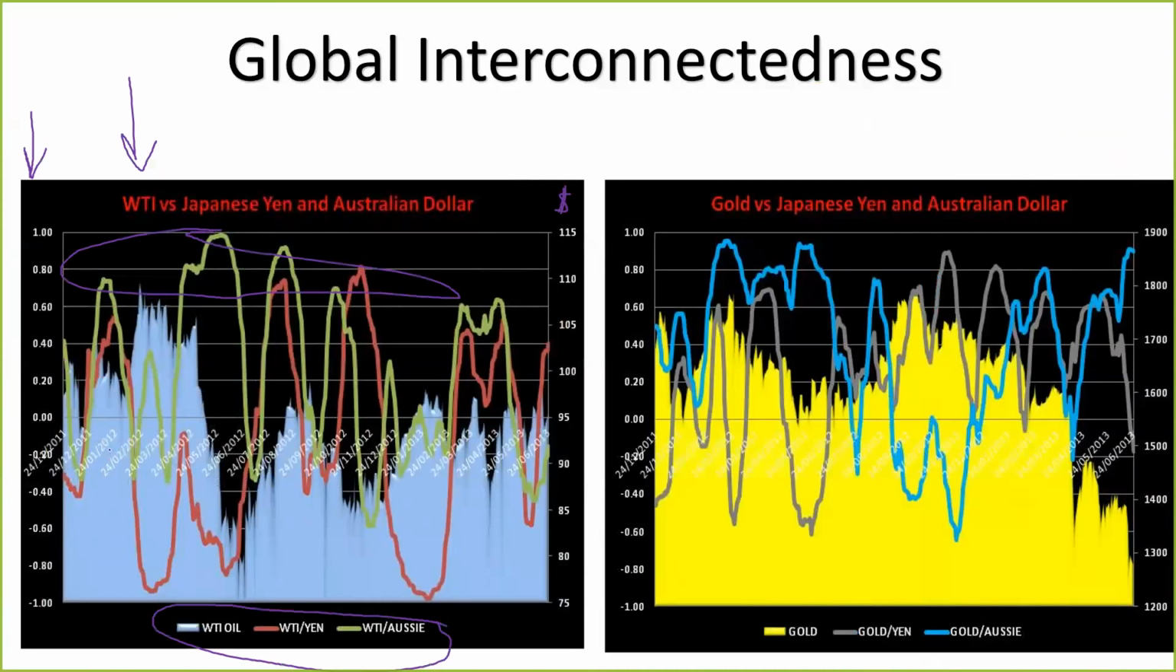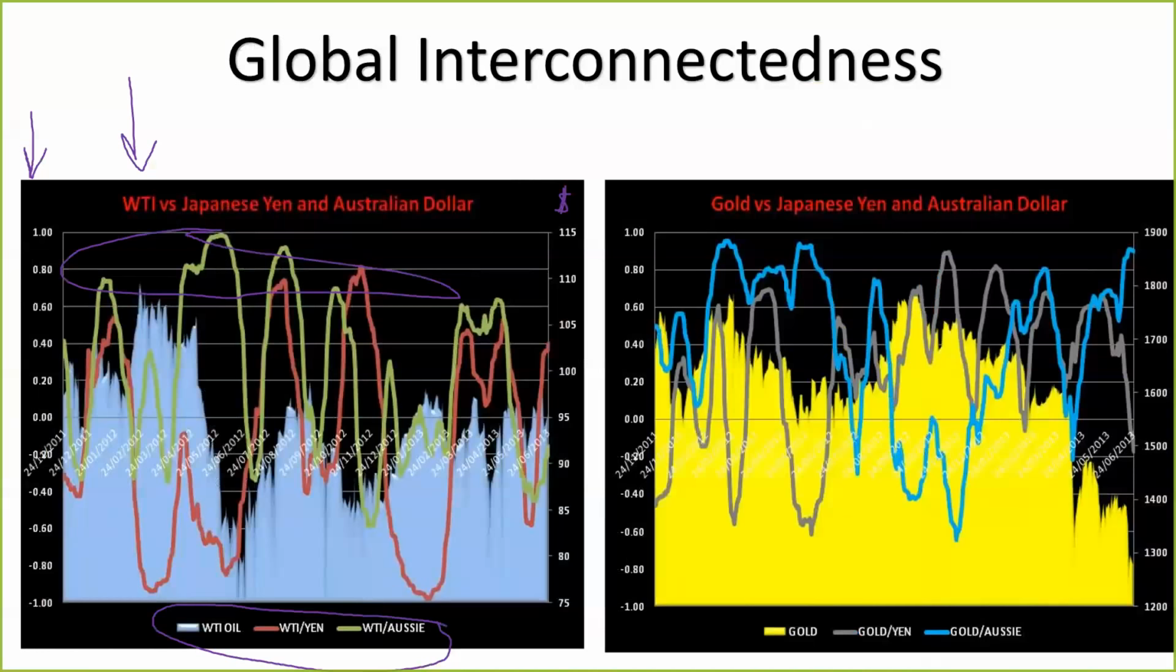Mostly negative correlation with the occasional rocket up. And this means that the Aussie tends to move with crude, the yen tends to move in opposition. And that kind of makes sense because the yen is often used as a hedging tool against crude plummeting. People buy yen, sell crude. Or when crude's going down, they buy yen for protection.